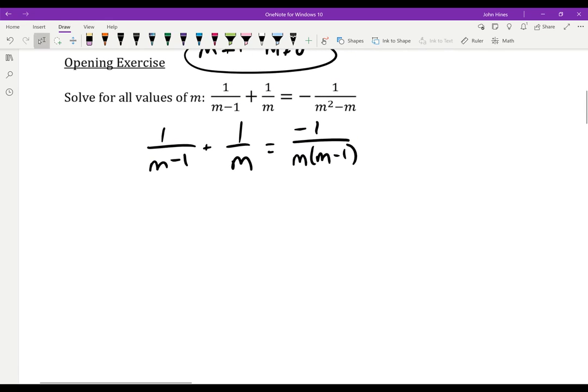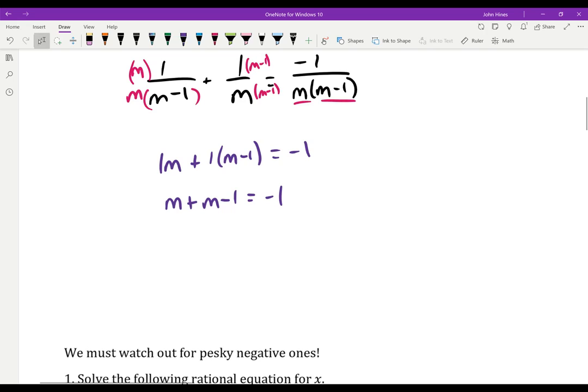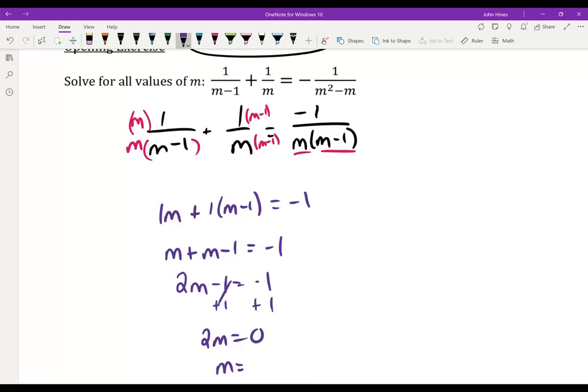Now we've got to get our common denominator, which clearly is m and m minus 1. So this first fraction here needs a factor of m. And this fraction here needs a factor of m minus 1. So now that I have a common denominator, all I need to look at is the numerator. 1 times m plus 1 times m minus 1 equals negative 1. So I get m plus m minus 1 equals negative 1. 2m minus 1 is negative 1. 2m equals 0, so m equals 0.